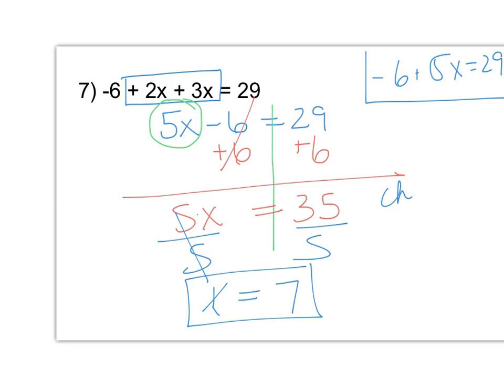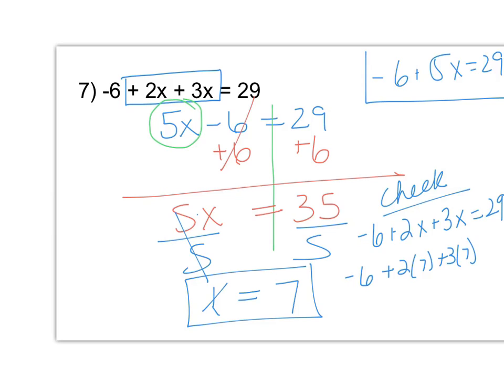Now if I were going to check this, I would rewrite, which is negative 6 plus 2x plus 3x is equal to 29. Oops, let's bring that guy back. And now I am replacing x: negative 6 plus 2 times 7 plus 3 times 7, and I want to know if that equals 29. And that is what you would do.